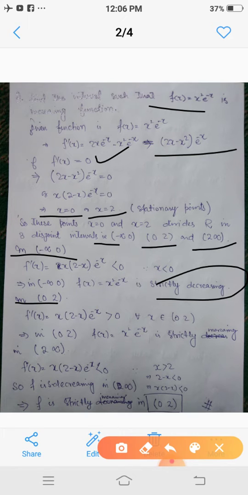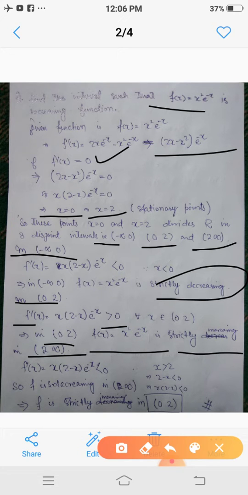Similarly in 0 to 2, f dash of x, by substituting the values, is greater than 0, meaning positive, which implies that in 0 to 2 this function f of x equals x square e raised to power minus x is strictly increasing.